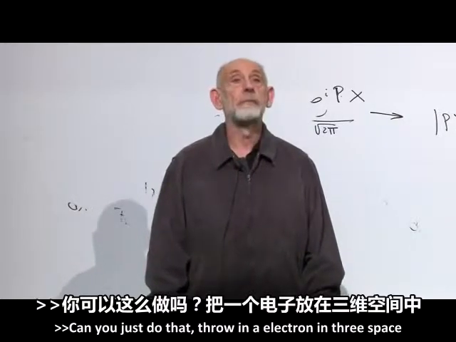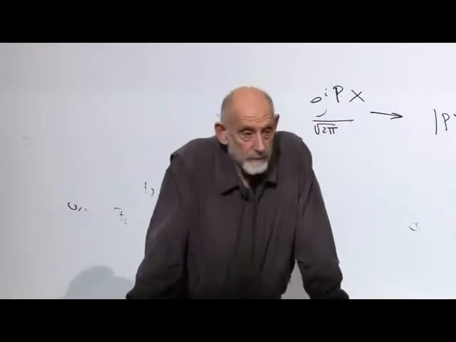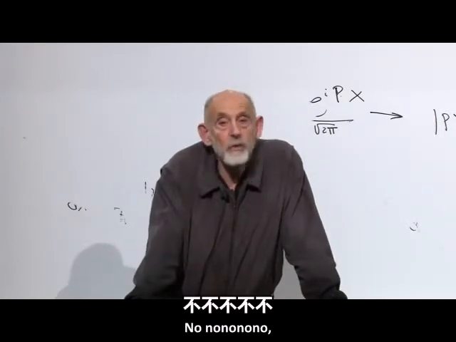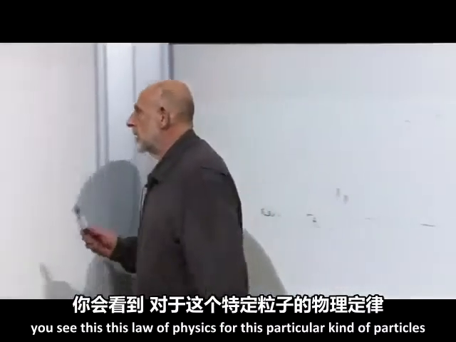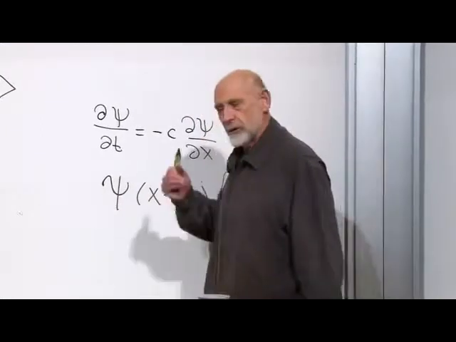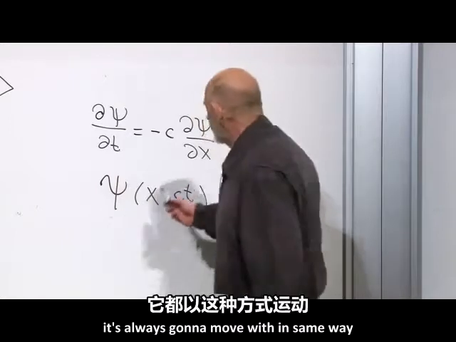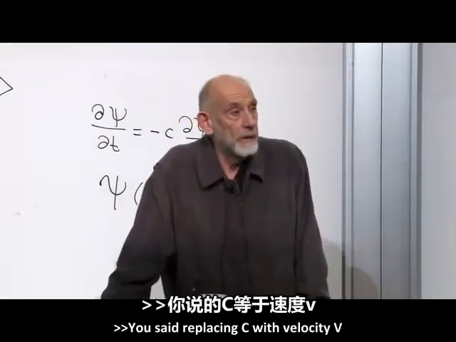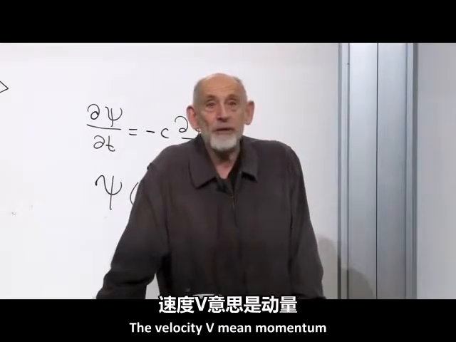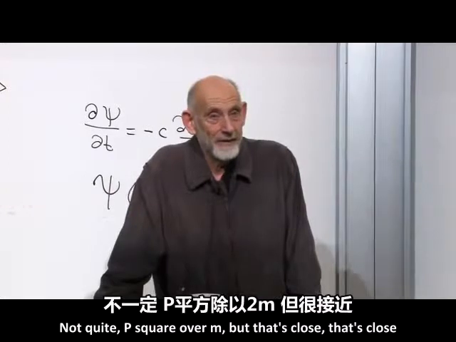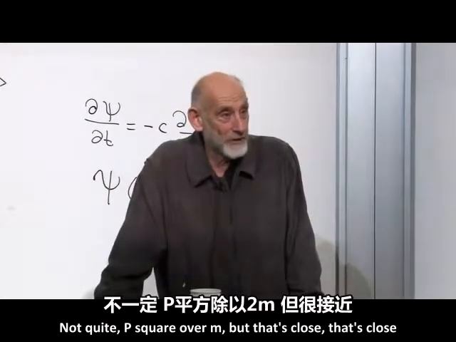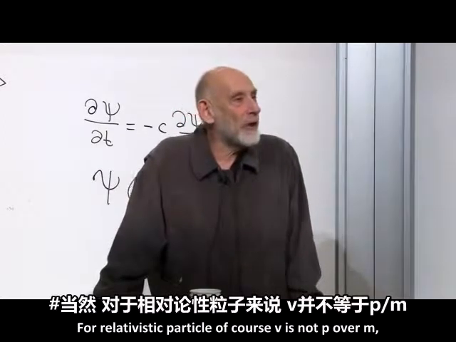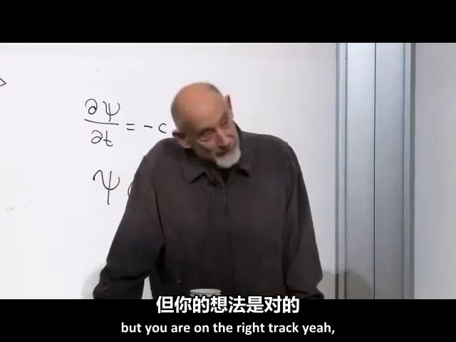Couldn't you just throw an electron in free space and it would follow that? No, electrons don't generally move with the speed of light. I'm just saying at any speed. You see, this law of physics for this particular kind of particle says that no matter how you throw it, with whatever momentum, it's always going to move the same way. Replace the c with a velocity v. But velocity v means momentum. But pv is the same as p squared over 2m. Not quite, it's p squared over m. That's close. Of course, for a relativistic particle, p is not mv. But you're on the right track.